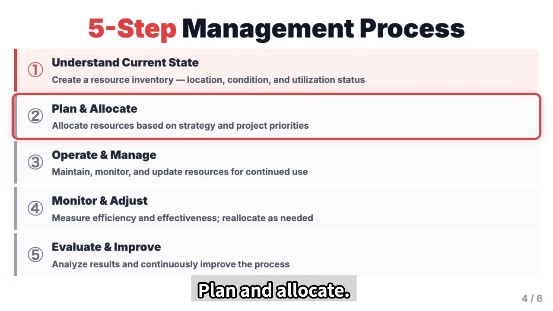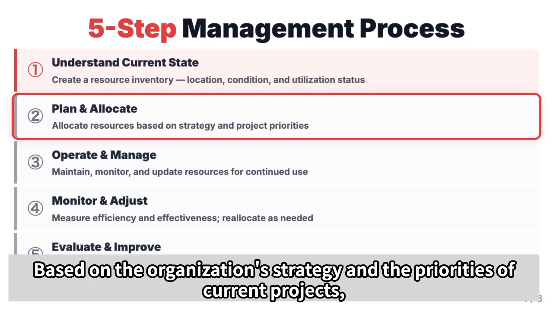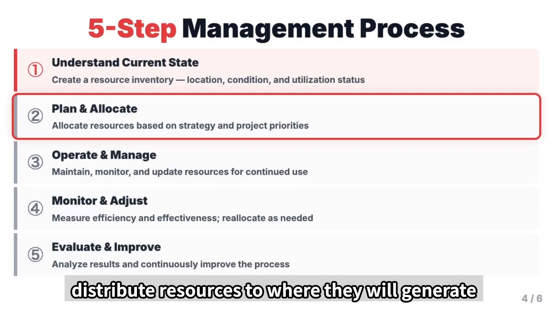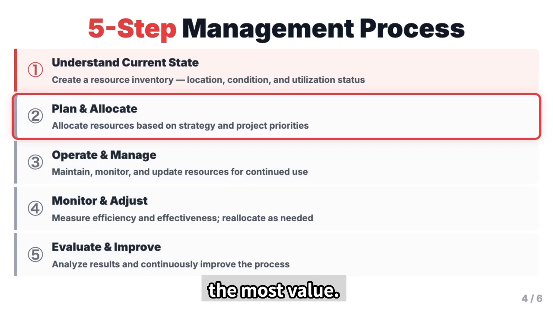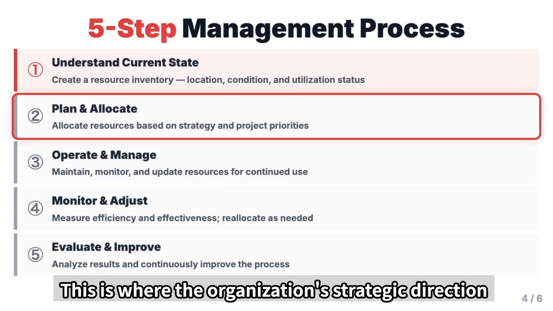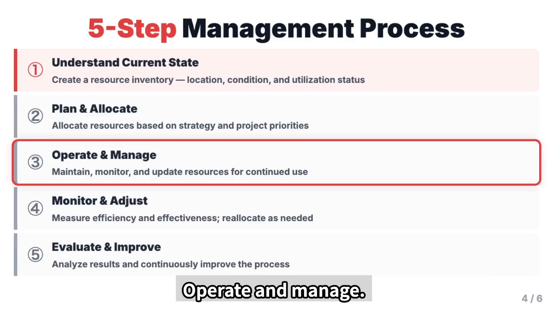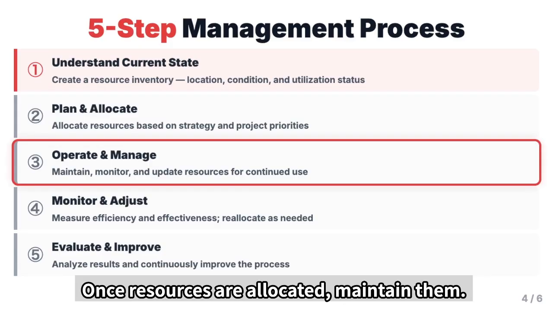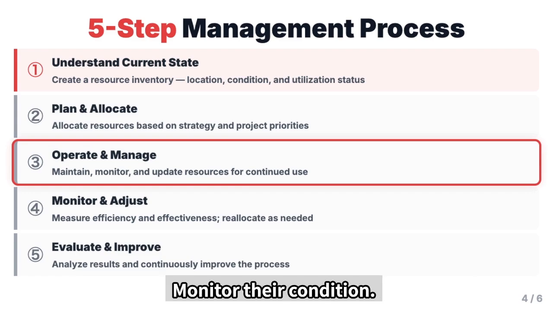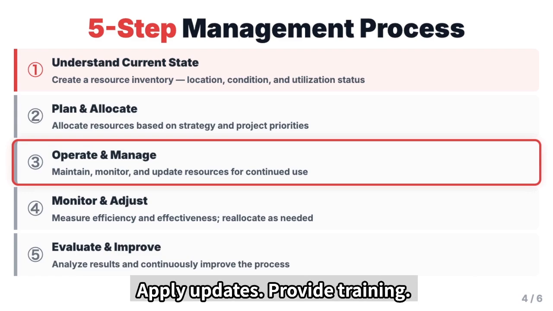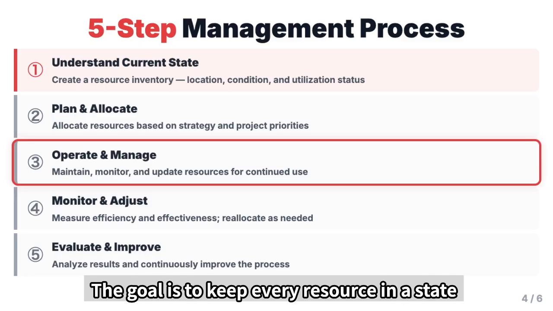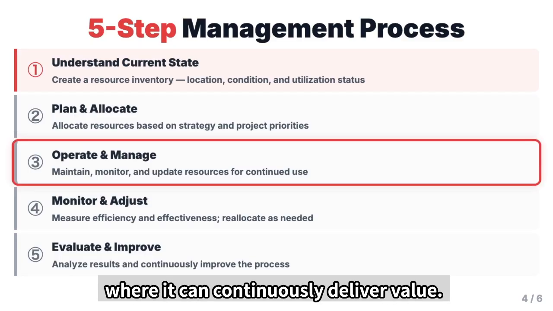Step 2. Plan and allocate. Based on the organization's strategy and the priorities of current projects, distribute resources to where they will generate the most value. This is where the organization's strategic direction gets translated into concrete resource decisions. Step 3. Operate and manage. Once resources are allocated, maintain them, monitor their condition, apply updates, provide training. The goal is to keep every resource in a state where it can continuously deliver value.